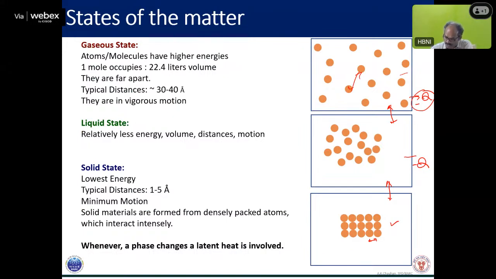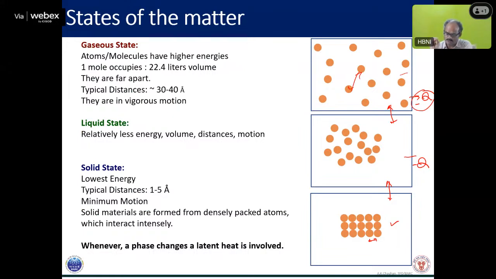When a solid is converting into liquid, at constant temperature, the temperature will remain constant, but you need to supply additional heat which is equal to the latent heat of this transformation. That is also called the heat of fusion in some cases. When going from liquid to solid, the heat is the same. So just remember, whenever there is a phase change, a latent heat is always involved.